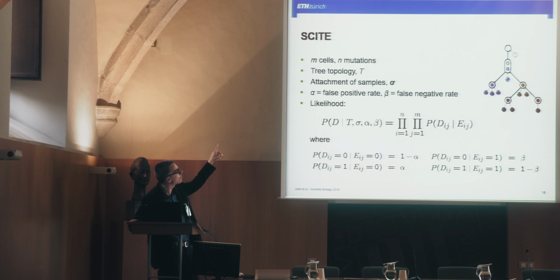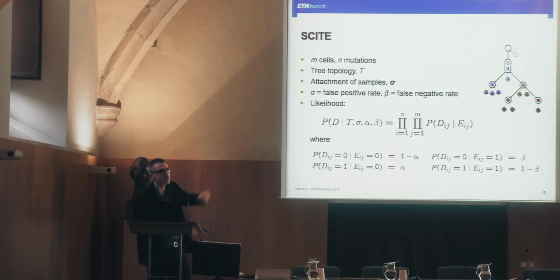So suppose you have M cells and N mutations. By T, we denote the tree topology. And by sigma, the vector of attachment points for each cell. So for each cell you have to tell to which mutation in the mutation tree you're attaching it. Then there's only two continuous parameters, the false positive and false negative rate, alpha and beta. And then you can already write down the likelihood.